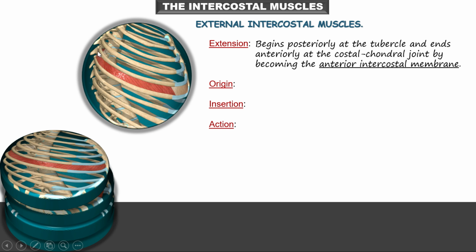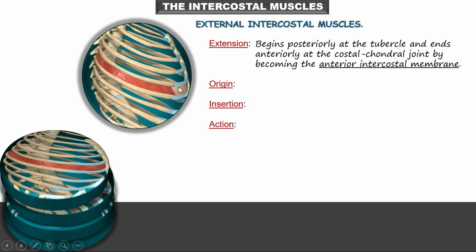So from the tubercle of the rib, the muscle begins and then runs obliquely forwards and ends at the level of the costochondral joint. The costochondral joint is that joint where this costal cartilage that is blue joins its respective rib. At that point, we call that the costochondral joint. So these muscles run up to that point and they don't span the space to the sternum.